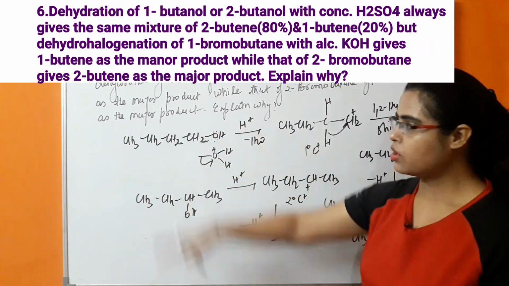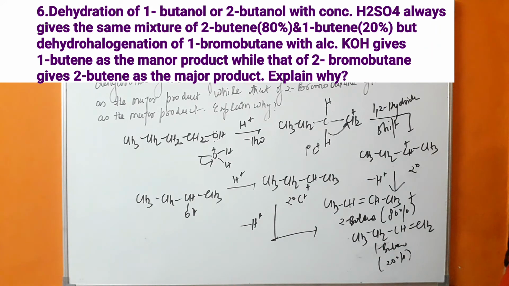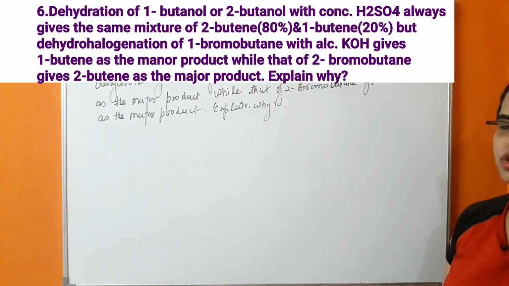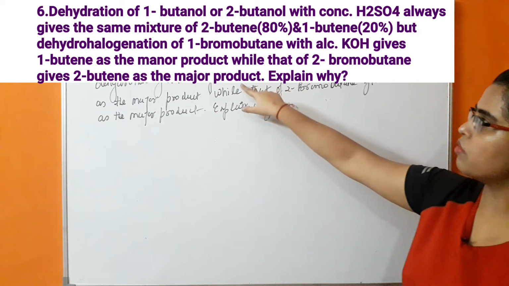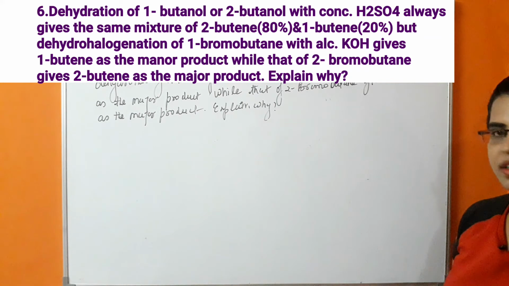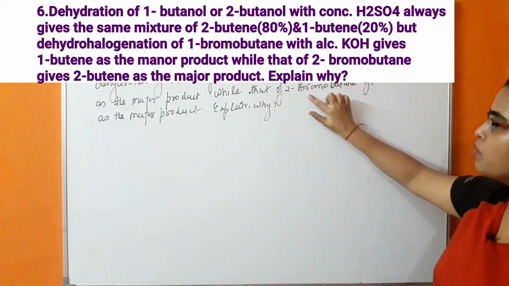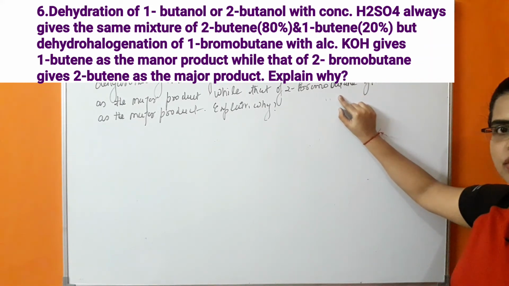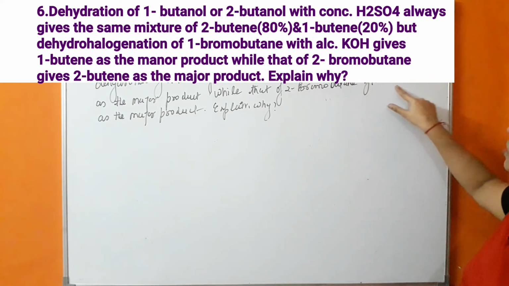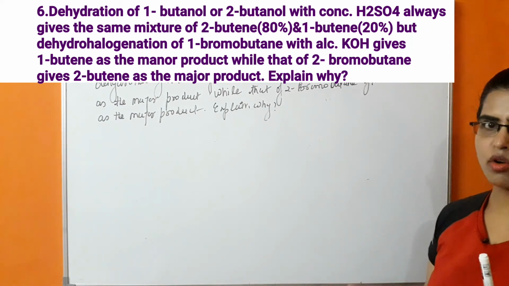So either of the two alcohols can be taken, and in both cases when dehydration takes place, a mixture of products is obtained and the composition is also the same. In the second part of the question it is said that in the case of 1-bromobutane, dehydrohalogenation takes place and the major product is 1-butene, whereas in the case of 2-bromobutane, when dehydrohalogenation takes place, the major product is 2-butene. So in this case, different major products are obtained.